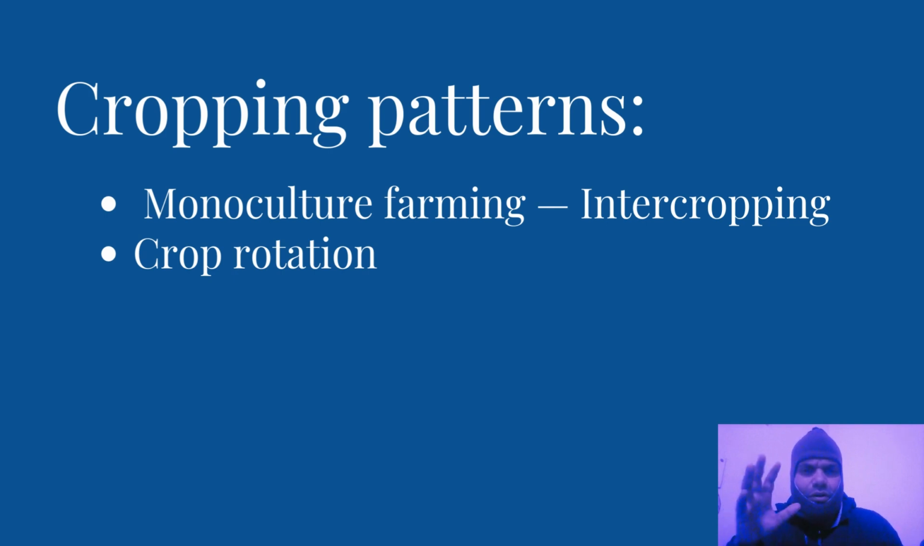Cropping patterns. We're going to look at something called monoculture, then another form called intercropping, and finally something called crop rotation. So let's begin. What is monoculture? Monoculture is basically when we take a crop and we grow just that one crop in an entire area. That is called monoculture.